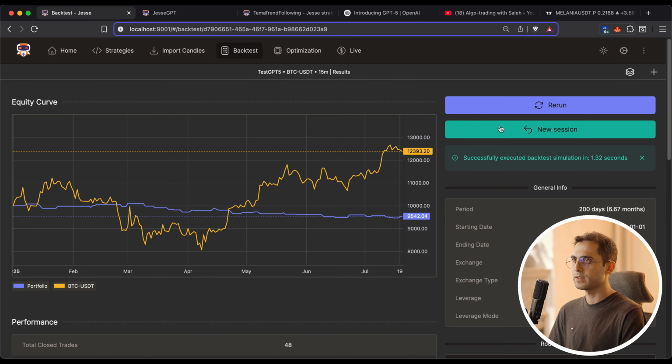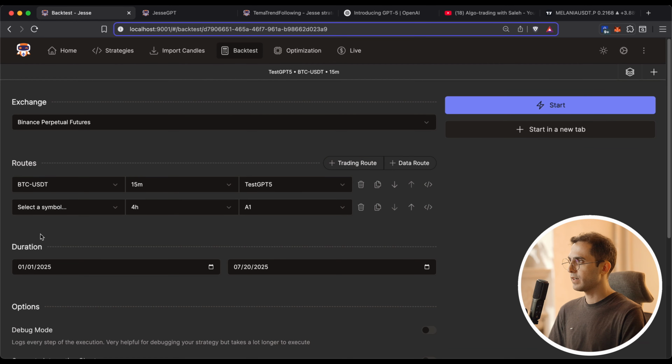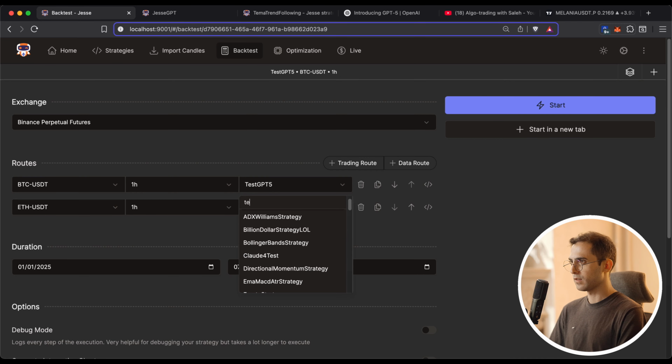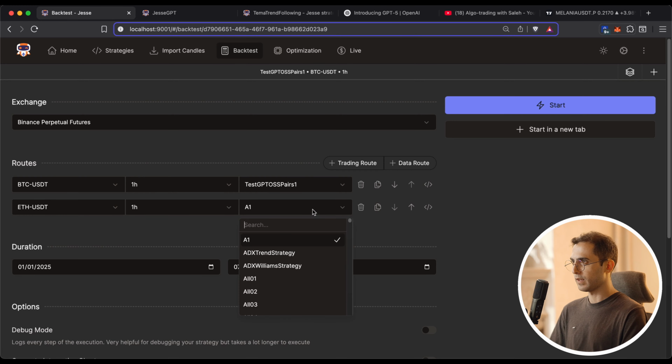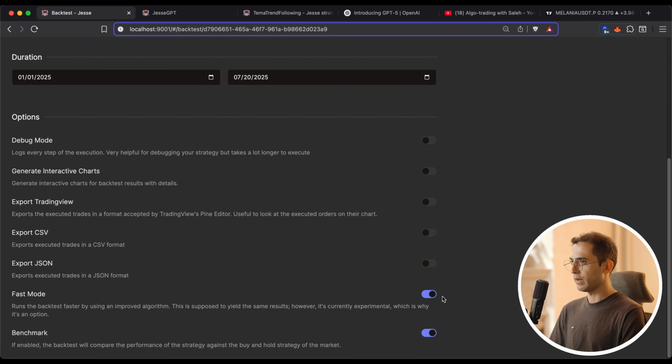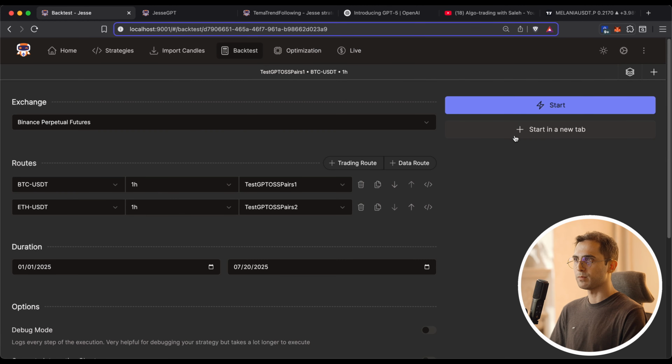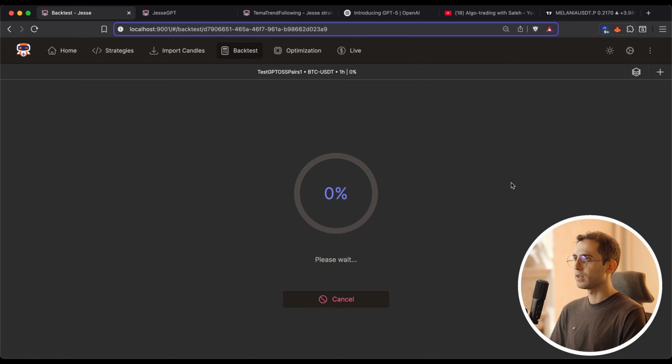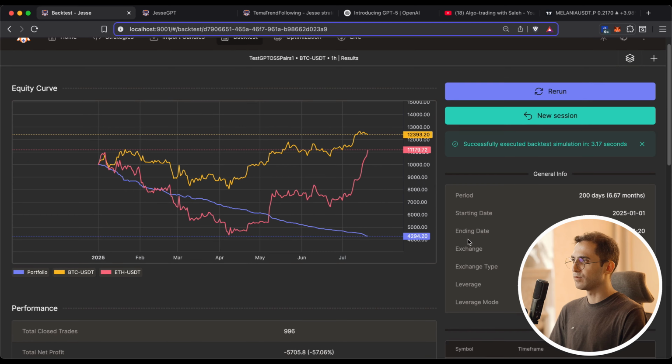Okay, so let's run it. The first one is BTC, the second one is ETH. And let's change this to be hourly. Test GPT pair 1 and test GPT pair 2. All right, and we also need to disable the fast mode because we're trading multiple trading routes. There we go. So yeah, it works.